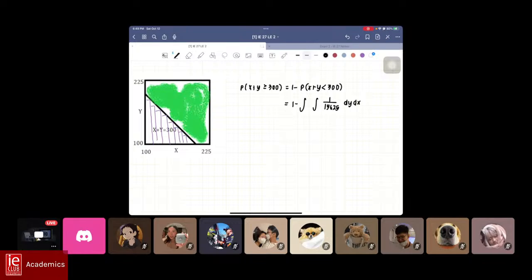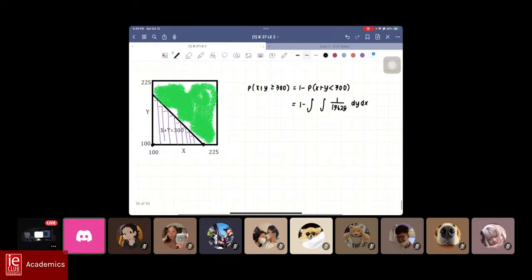So wait. We can start with dx na lang muna, since it's the outer bounds. So the outer bounds shouldn't contain any function in terms of y, or else hindi siya masasolve at the end. So your dx would be equal to 100 to 200. Since we know na the lower limit would be 100. And then since the lower limit of y is also 100, this would be 100 plus x equals 300. The upper limit is 200. So this would be 100 and 200.